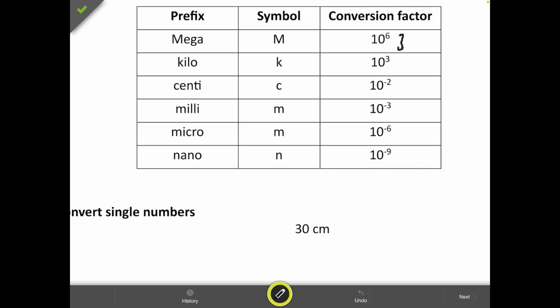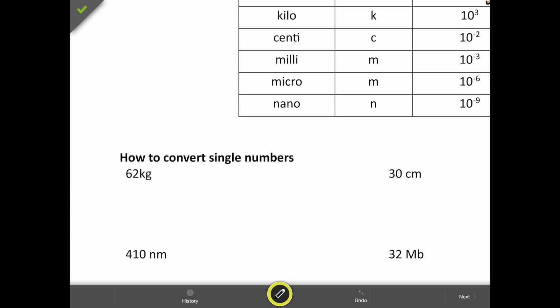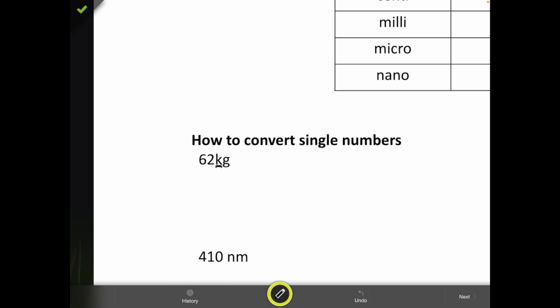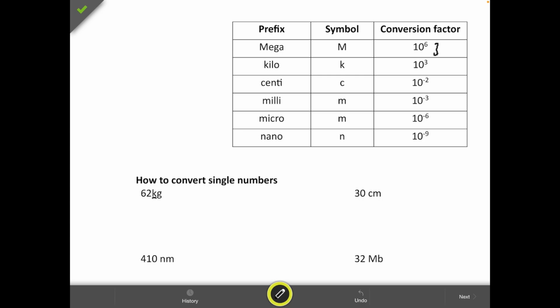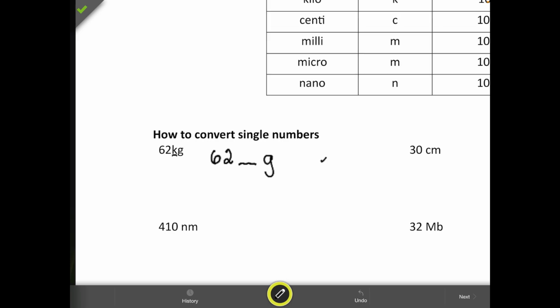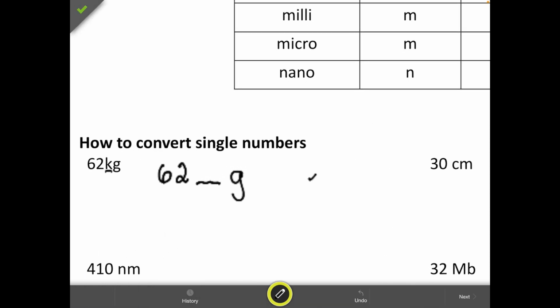So, how we would use a conversion factor is to take a single number like 62 kilograms and replace the K with its conversion factor from up above. So the number 62 stays the same, but I want to replace the K with the factor in the table. So the K gets replaced by 10 to the third. So it's 62 times 10 to the third grams. Now you can use that number as is, or you could evaluate this in your calculator. 62 kilograms is then 62,000 grams.